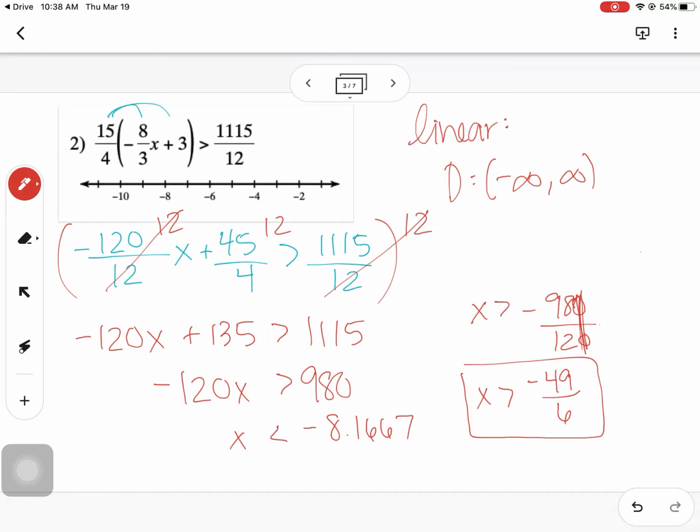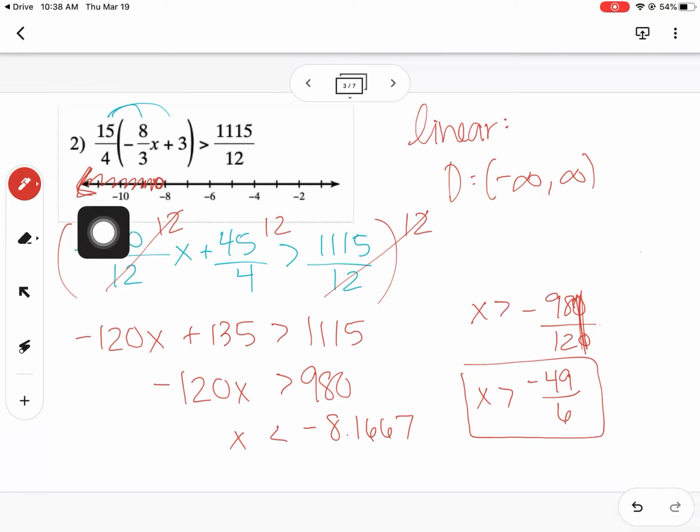When you graph it, the decimal can help to know where this goes. Negative 8.1 is just past 8. It's going to be an open circle. X is less than, so I'm going to shade to the left.